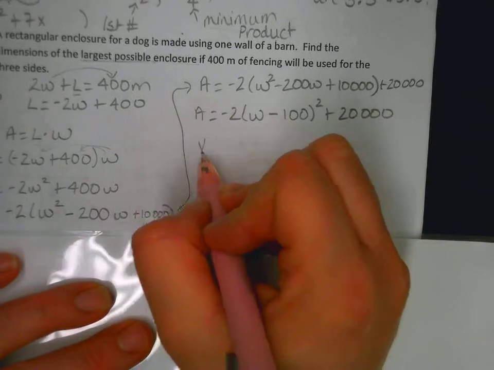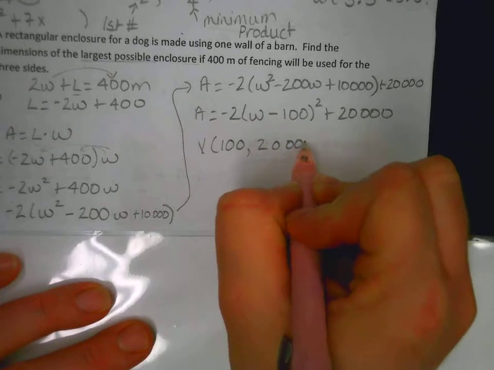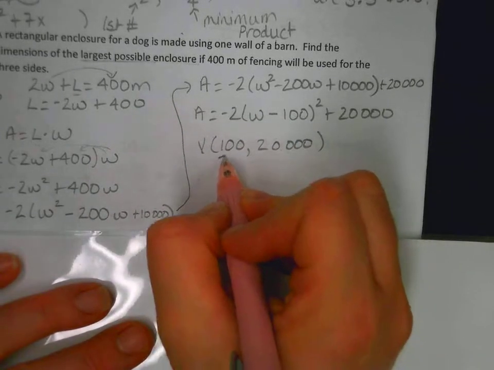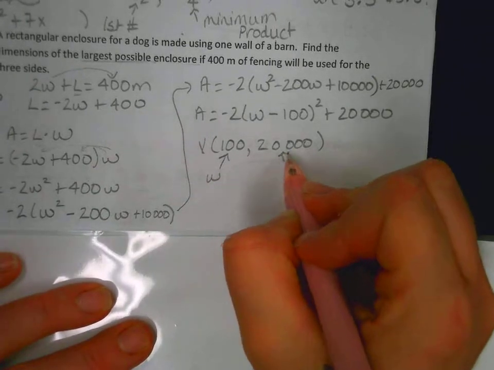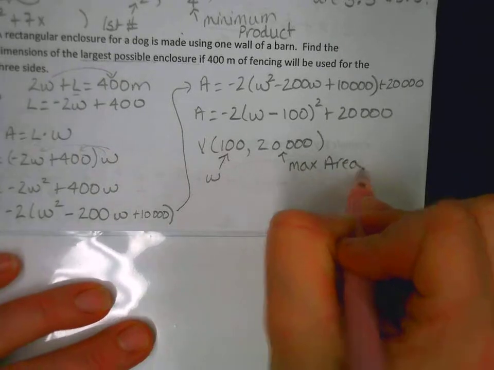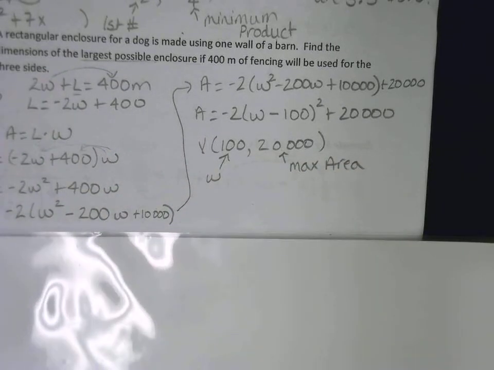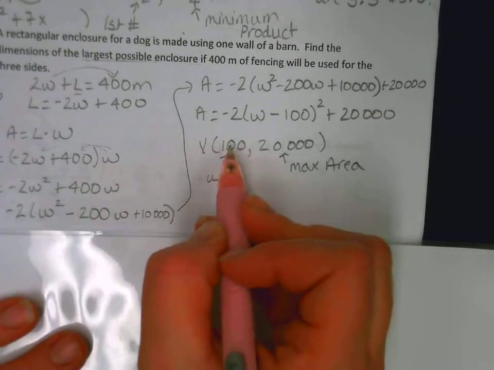So what does this tell me? Well, my vertex would be (100, 20,000). Remember what we talked about initially? This represents the width of my pen, and this represents the maximum area that my pen can hold, which is what we want. We want to find an enclosure that creates the maximum area. So the width of my pen is going to be 100.